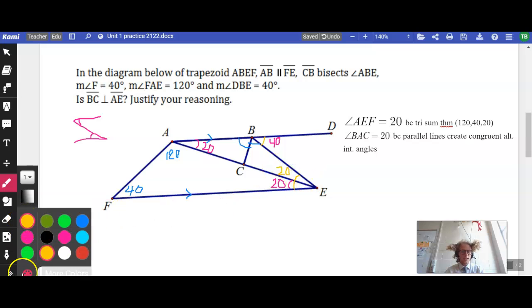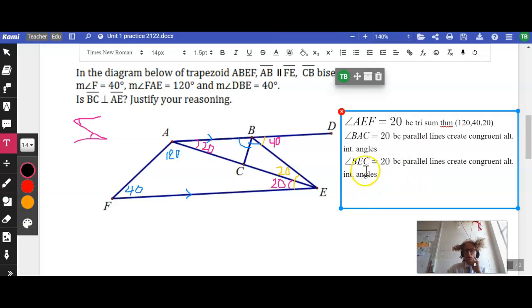So I'll get the justification down for that. Okay, so BEC equals 20 because parallel lines create congruent alternate interior angles. Now, this next part is a little bit tricky. Right here, you have this triangle, BAC, this triangle, BEC, but you also have triangle BEA, this big triangle right here.